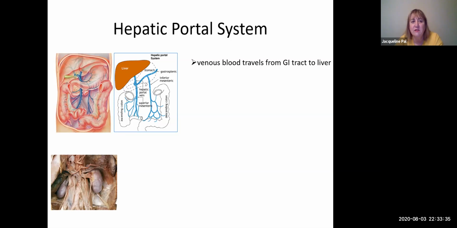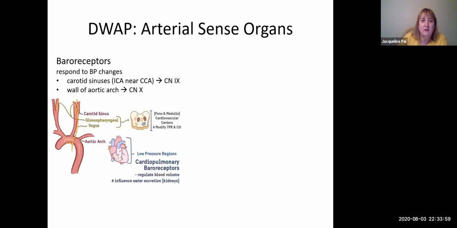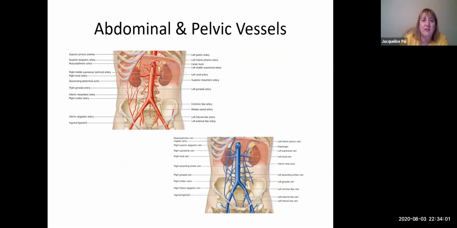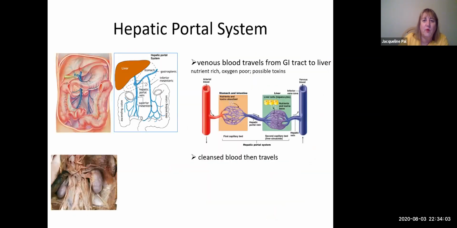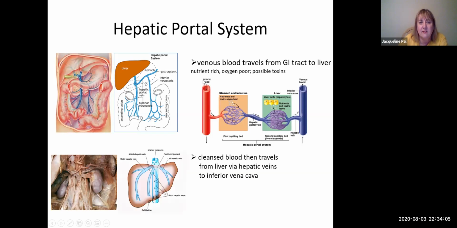So in this case, the venous blood that is draining your gastrointestinal tract, your digestive system, not only has the nutrients from the food you eat, it may also contain some toxins from some things you may have consumed that are not good for you. And so instead of sending that possibly toxic blood directly back to the heart, it sends it first to the liver. So this is nutrient-rich blood, but it is oxygen poor and may contain toxins.